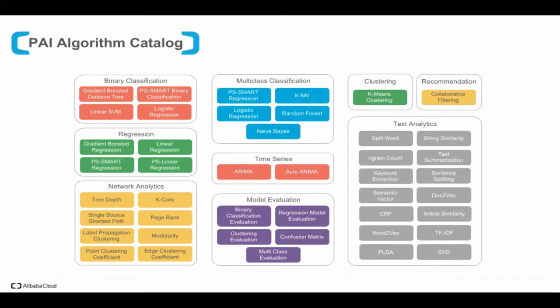Like I was saying, PAI offers a rich catalog of machine learning modules, the whole nine yards. It has algorithms for regression models, binary classification, multi-class classification, time series, network analytics, text analytics, clustering, recommendation, and so on. Now, having got an overview of what MaxCompute and PAI is, let's get down to the scenario.